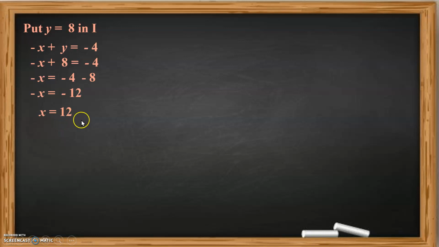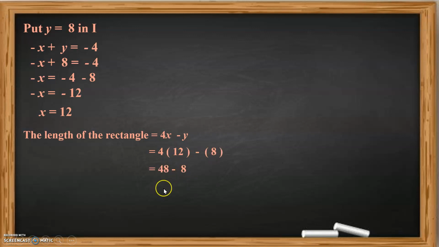Now I have got x and I have got y. So let us calculate the length. The length of the rectangle is 4x minus y. The simplest one I have taken. I could have taken the other one also, but I have taken the simplest. Now here we are going to substitute x as 12 and y as 8. So we get 4 into 12 minus 8, which is equal to 48 minus 8 equal to 40 units.